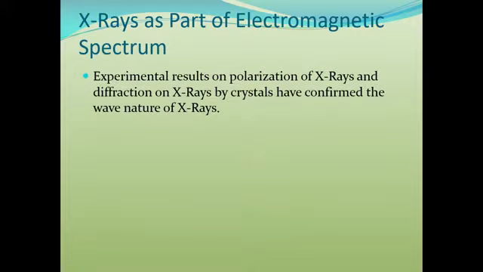We find that experimental results of polarization of X-rays and diffraction of X-rays by crystals have confirmed the wave nature of X-rays. Notice that when we began the topic, we said this special type of waves are called X-rays because the one who realized it, Rontgen, while performing a cathode ray experiment, accidentally came across a particular type of rays which he could not describe. So he just gave them the term X because he never knew their nature. But with time, with various experiments, one of them being polarization and diffraction, some natures have been found out.